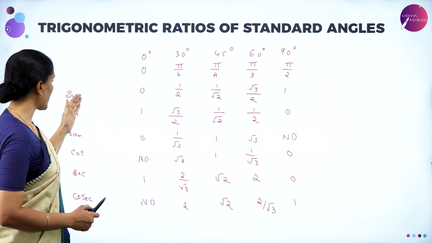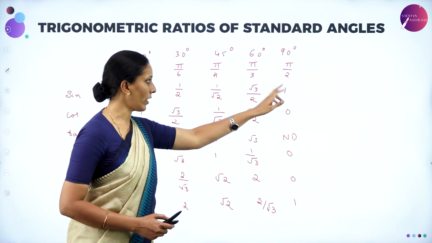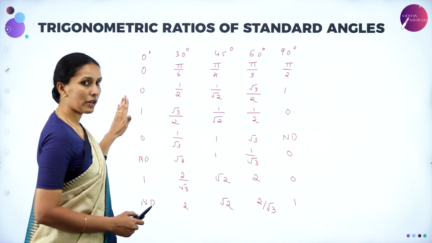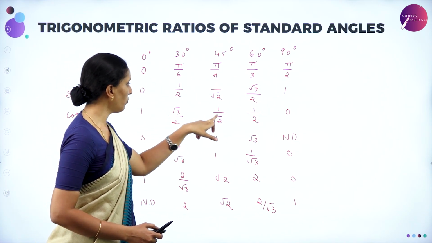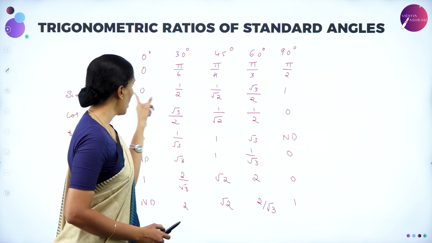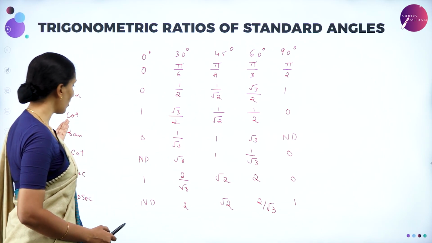Learn the values of sine. So, sine is 0, 1 by 2, 1 by root 2, root 3 by 2, 1. If you write this in reverse order, you will get the cos function. See, 1, root 3 by 2, 1 by root 2, 1 by 2, 0. So, however sine is written, you just write it in reverse order to get the cos function.